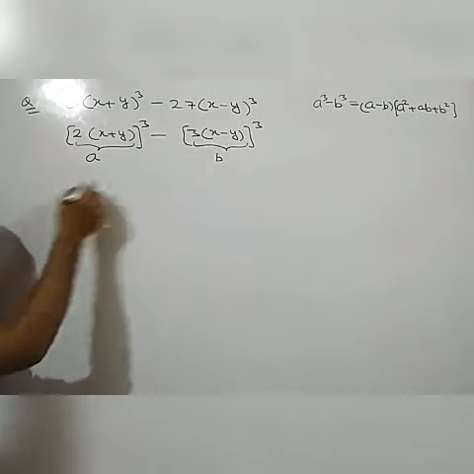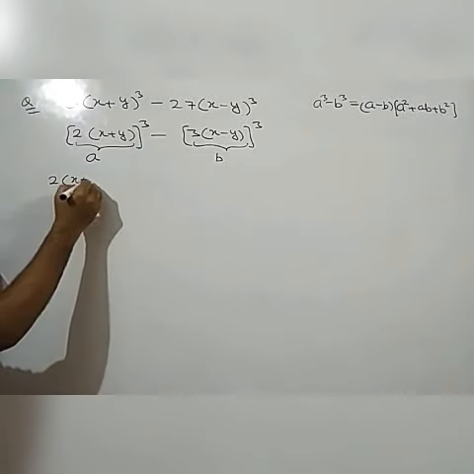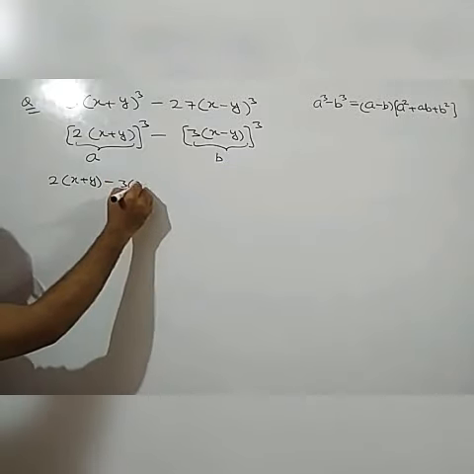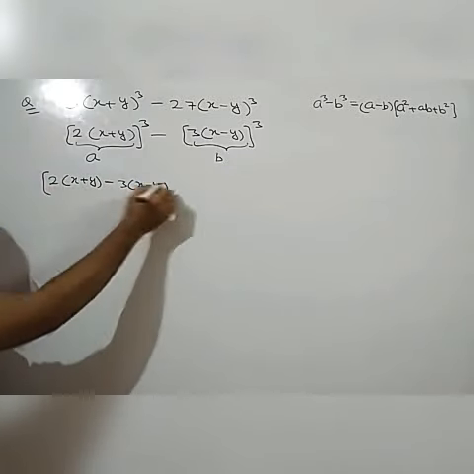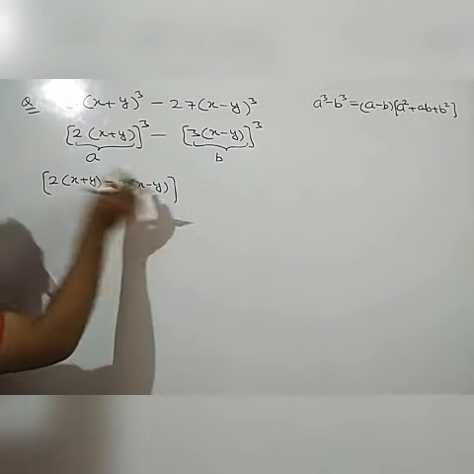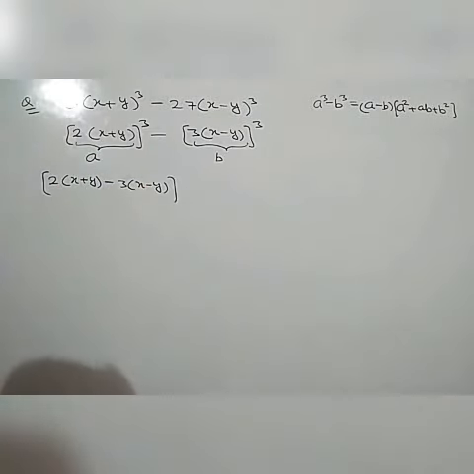It is A minus B, that will be equal to 2x plus y minus 3x minus y in the first bracket. It is A minus B. So it is A minus, this is B. So 2x plus y minus 3x minus y.